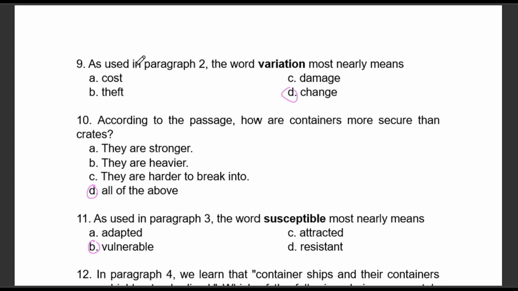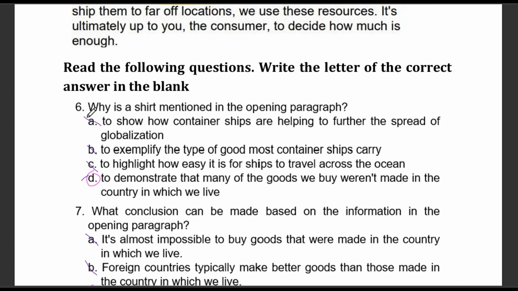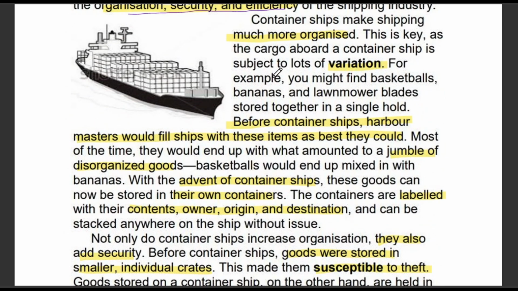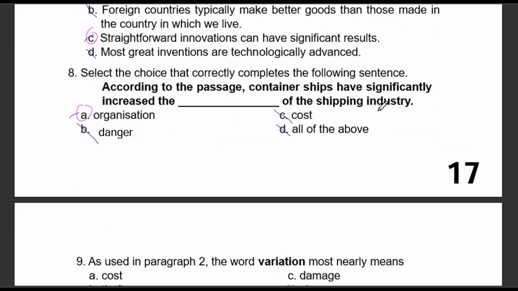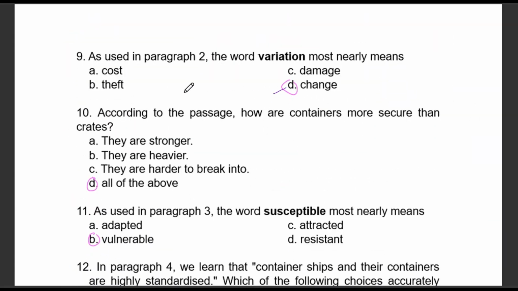Question 9. As used in paragraph 2, the word variation most nearly means A. Cost. B. Theft. C. Damage. D. Change. The correct answer is D. Change. Okay, so let's break this down. The paragraph you read earlier explains that cargo aboard container ships has lots of different types of goods altogether. So in this case, variation means change or differences, like how there are different types of toys in a toy box. Now, why aren't the other answers correct?